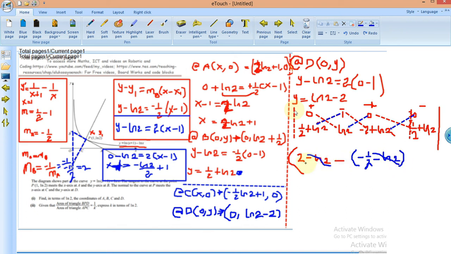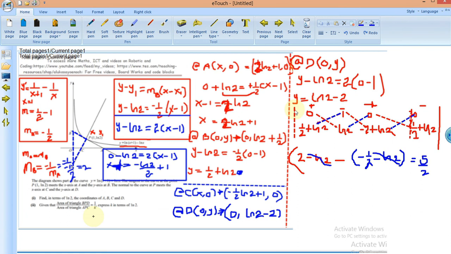Okay, and this one is 2 plus half. So 2 plus half will give you what? 2 and a half. Okay, so 2 plus half is 2 and a half. That is 5 over 2 if I'm right. 2 and a half is 5 over 2. So I have 5 over 2 here. So therefore the area for the upper one is 5 over 2, guys. So I can write here now. So this equals 5 over 2, then divided by the area of APC now.